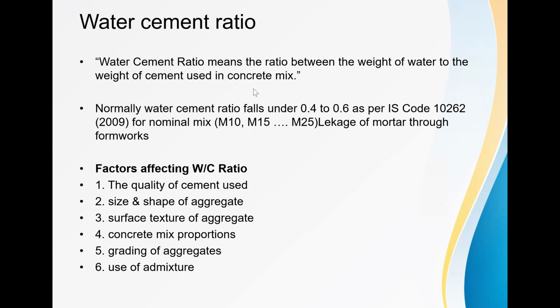as per IS 10262:2009 for the nominal mix. That means for the grades M10 to M25, the leakage of mortar through the formwork is also considered. What are the factors that affect the water cement ratio? First is the quality of the cement we use. Second is the size and shape of the aggregates. Third is the surface texture of the aggregate, then the concrete mix proportions, the grading of aggregate, and also the use of admixtures.